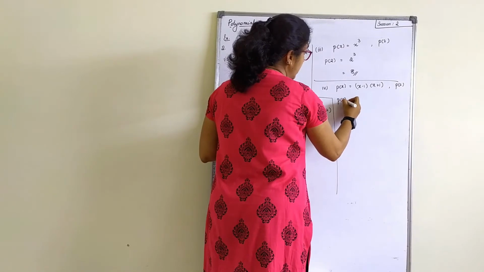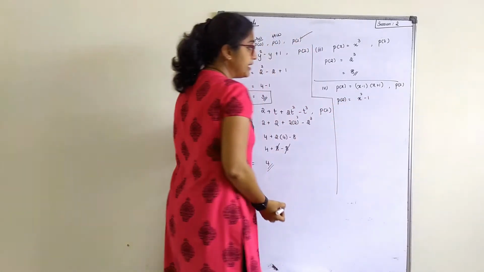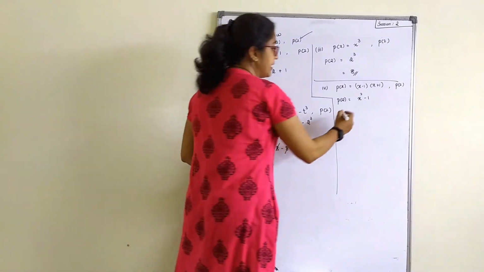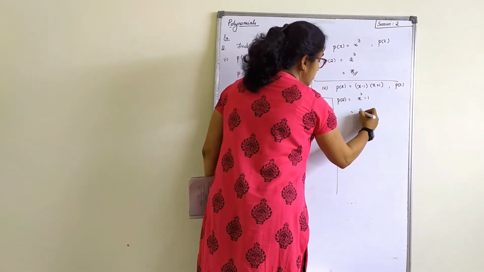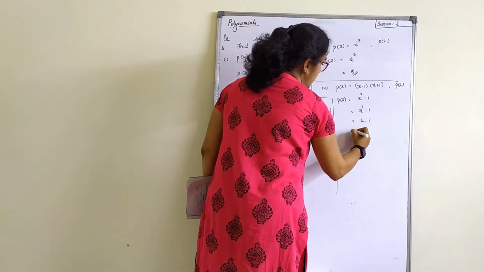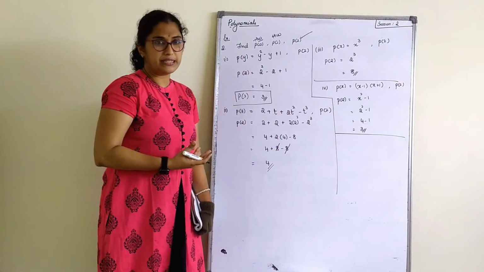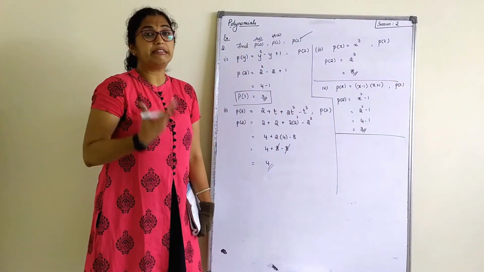P of 2, I'll write this equation as a square minus b square. 1 square is 1 anyways. So it is 2 square minus 1. So 4 minus 1 is equal to 3, is the answer. Right? I got it, very simple.